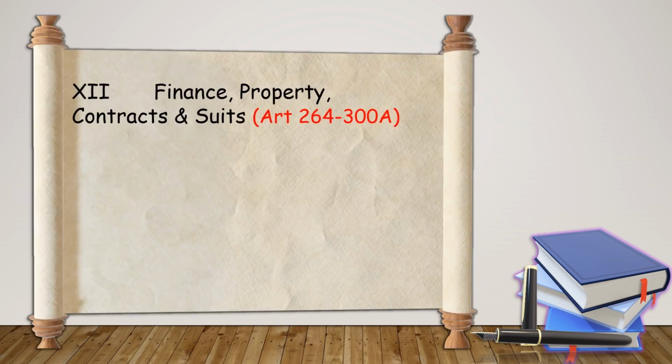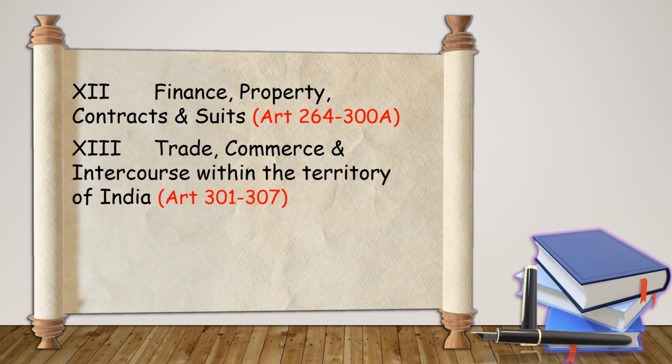Part 12 encompasses the finance, property, contracts and suits under Articles 264 to 300A, providing guidelines on financial matters and legal proceedings. Part 13, Trade, Commerce and Intercourse within the territory of India, mentioned in Articles 301 to 307, ensures the free flow of trade and commerce within the territory.